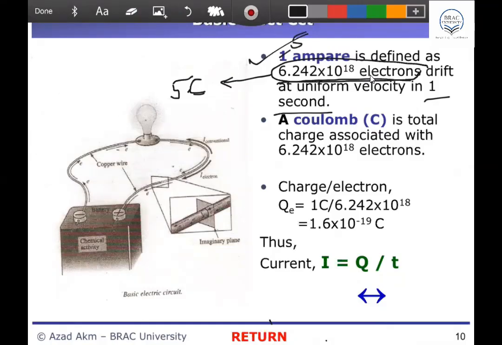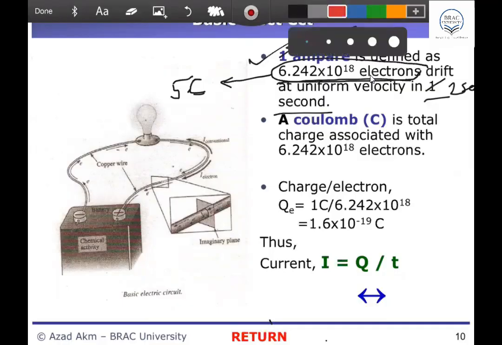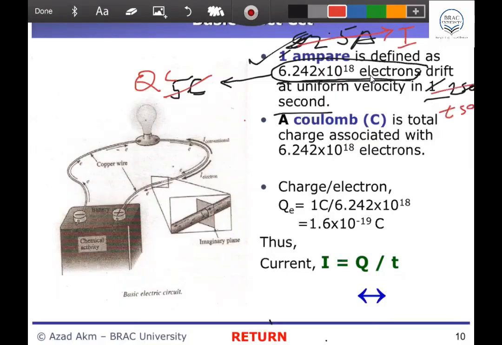Now, if I say there's a 5 coulomb charge per 2 seconds, not 1 second, then it will not be 5 ampere, it will be 2.5 ampere, because it's 5 by 2. In that way, we can say that it is defined by the symbol I ampere current, and a Q coulomb charge in t seconds. So I ampere current is flowing means Q coulomb charge per t second.